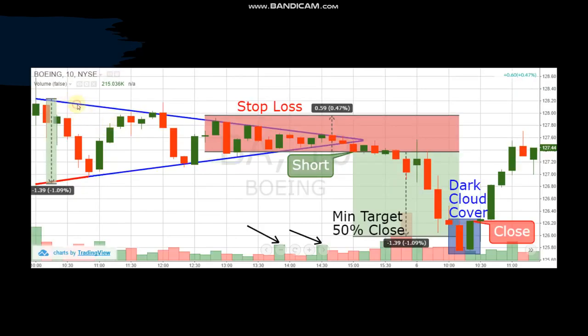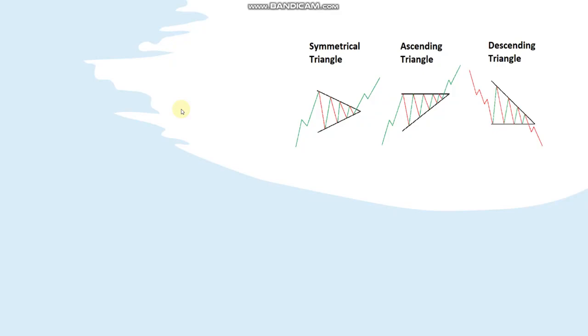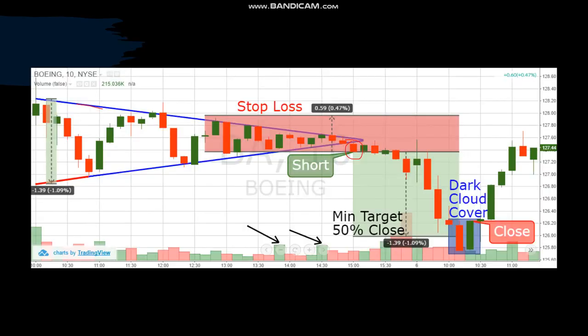Again, see, symmetrical triangle formation. So whenever there is a symmetrical triangle formation, as mentioned, what do we need to do? We need to wait patiently. And whenever there is a breakout, we need to execute a trade in that particular direction. Here the market gave a breakout in the downward direction, so this will be our position to short the market. So this is the symmetrical triangle pattern.